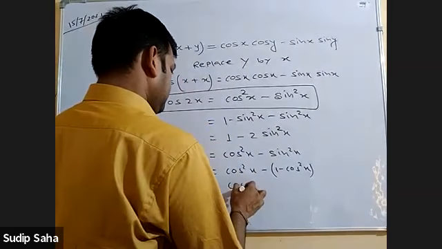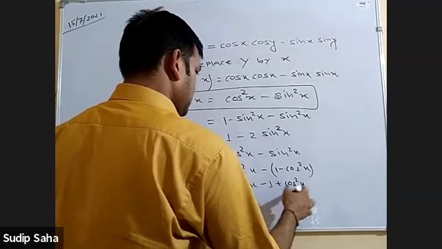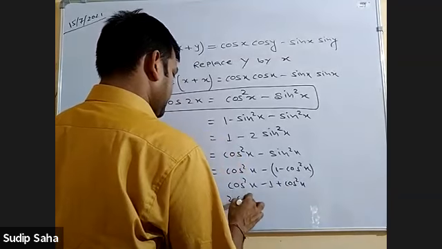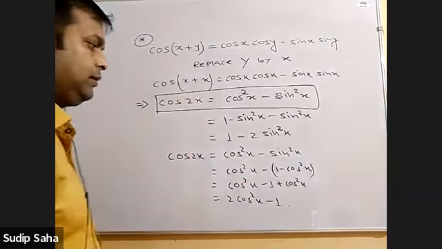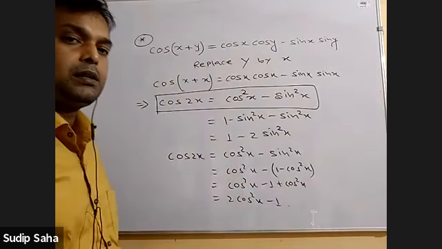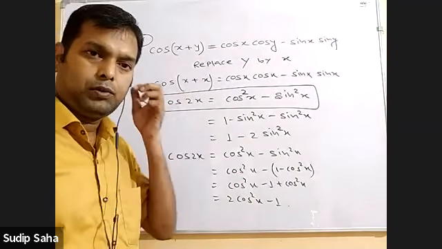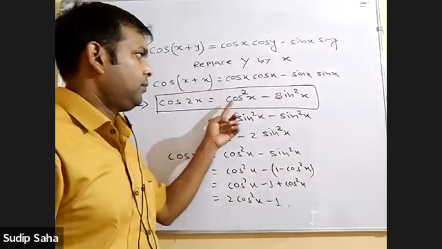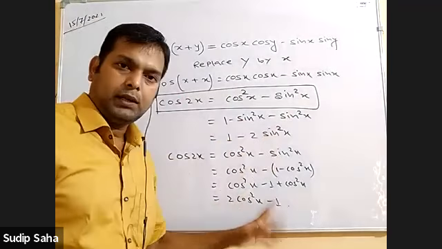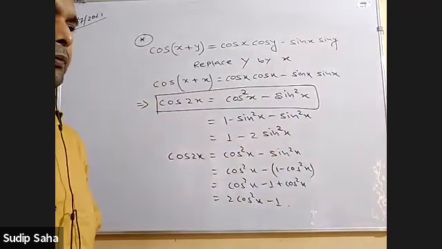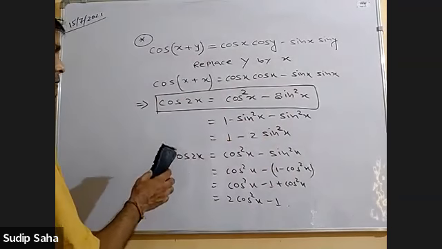So open the bracket: cos square x minus 1 plus cos square x, which is 2 cos square x minus 1. This is another formula for cos 2x in terms of only cos. So there are three formulas till now for cos 2x: cos square minus sin square, 1 minus 2 sin square, 2 cos square minus 1. Is that okay with you, everyone? If you have doubt, just ask me immediately, okay?